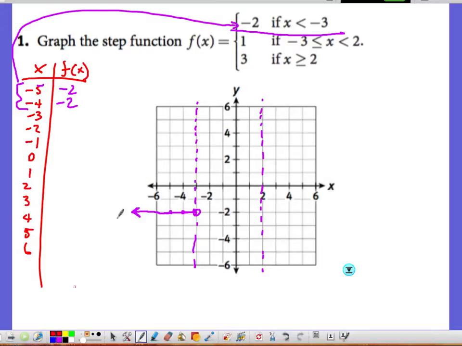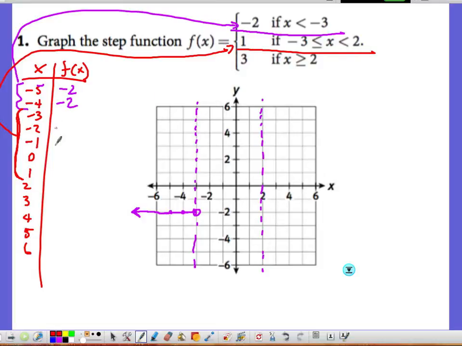Now let's go ahead and take a look at the next function rule. Here we have 1 if -3 is less than or equal to x, which is less than 2. Which of these numbers in my table are greater than or equal to -3, between -3 and 2 basically, but less than 2? It's actually going to be -3 all the way to 1. So these numbers I'm going to plug into the second function rule.